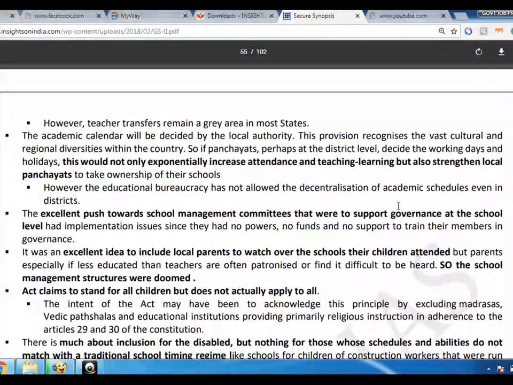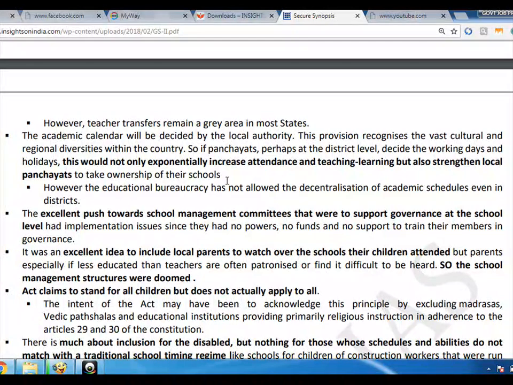However, teacher transfers remain a great area of concern in most states. The academic calendar will be decided by the local authority. This provision recognizes the vast cultural and regional diversities within the country.